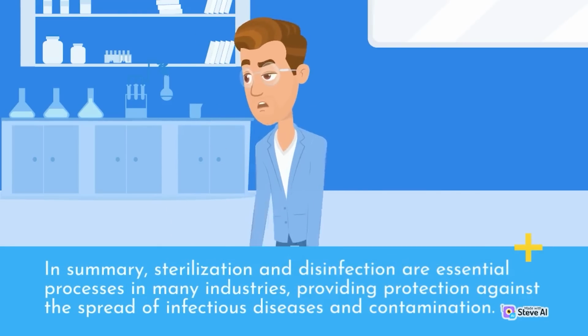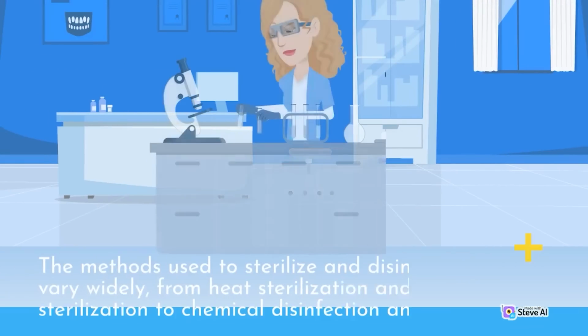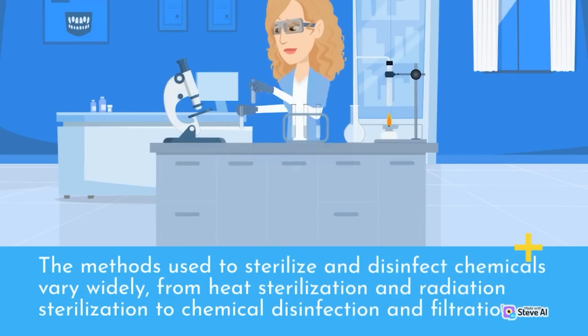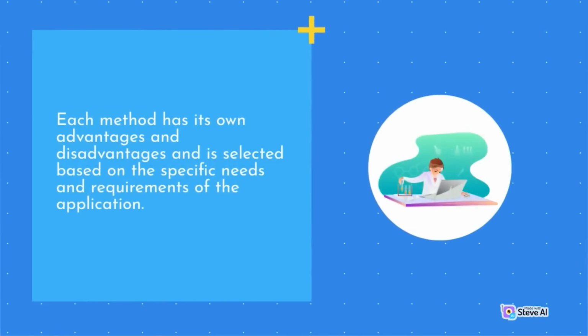In summary, sterilization and disinfection are essential processes in many industries, providing protection against the spread of infectious diseases and contamination. The methods used to sterilize and disinfect chemicals vary widely, from heat sterilization and radiation sterilization to chemical disinfection and filtration. Each method has its own advantages and disadvantages and is selected based on the specific needs and requirements of the application.